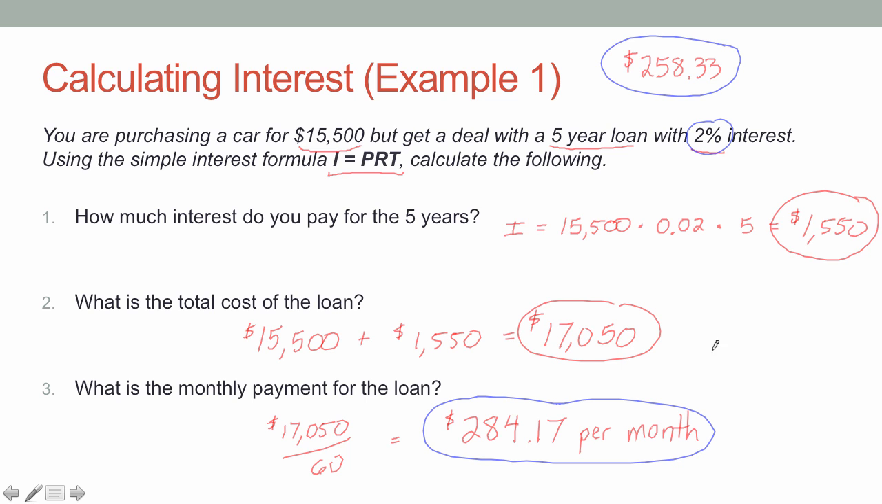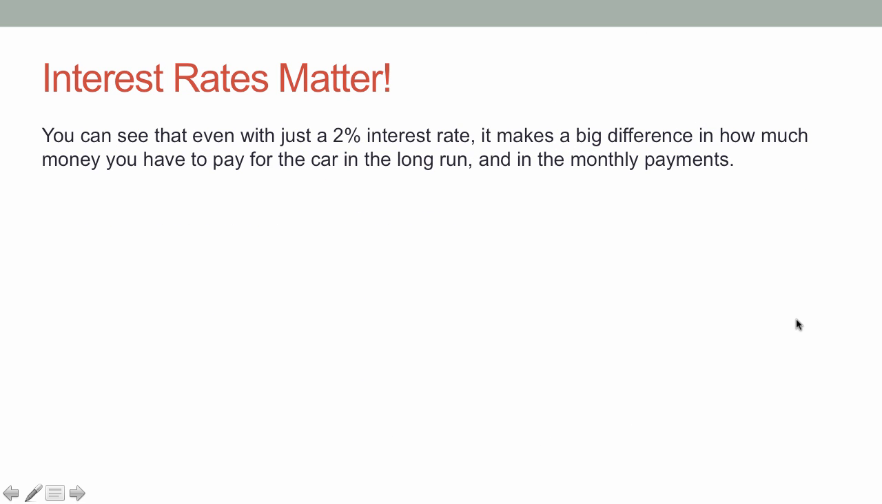So you see, interest makes a big difference. You may not think that that's that much, but it adds up. If you're paying an extra $26 a month for 5 years, that's an extra $1,550 that is no longer yours. So you can see with just a 2% interest rate, it makes a big difference in how much money we have to pay for the car in the long run. We have to pay an extra $1,550. And in the monthly payments, our monthly payment increased by $26 a month. That's 2 movie tickets and popcorn that you no longer have.